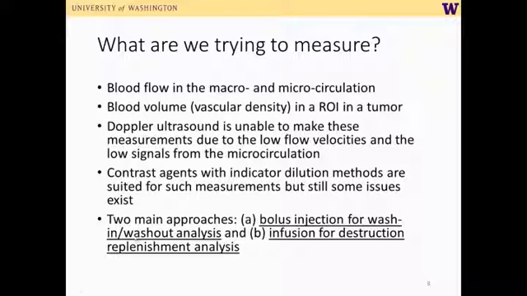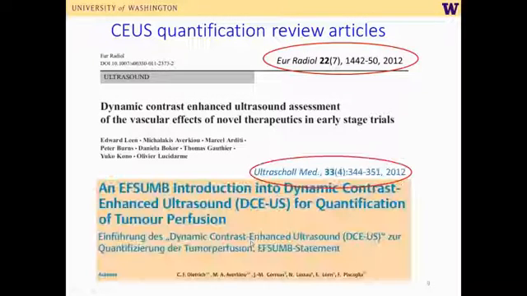Today, and for the remainder of this talk, I will only talk about bolus injection and wash-in, wash-out analysis. By the way, for people interested in reading some review articles, I have two suggestions here, one in European Radiology and one in Ultrasound. I happen to be a co-author here, but that's not the reason why I'm including them. I am including them because in both of these publications there is a good literature review, so you can read up to the point of publication the other activity and the other research in this area.